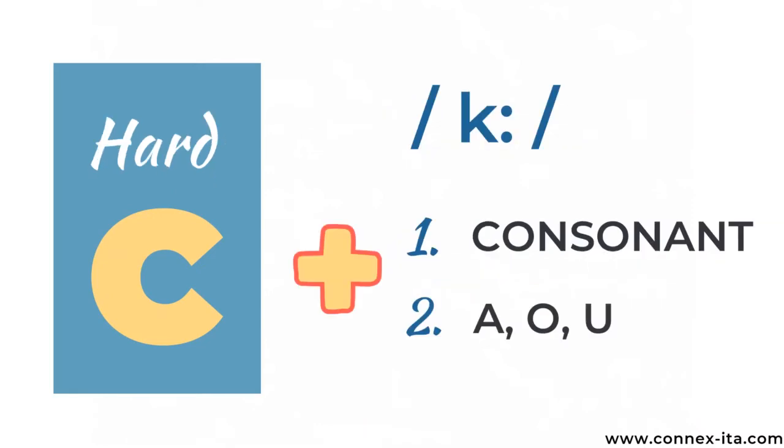Moving on to the hard sound, this is very simple. When not followed by the vowels E or I, then the C in Italian will always get a hard sound. So it's pronounced as K. It's basically when the next letter is a consonant or one of the following vowels: A, O, and U.